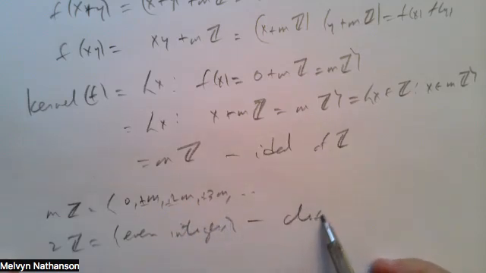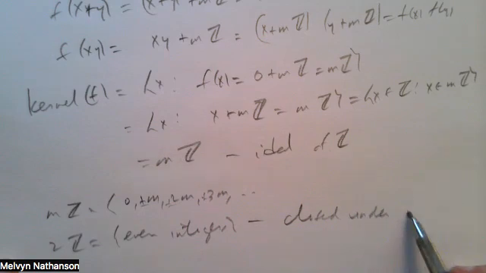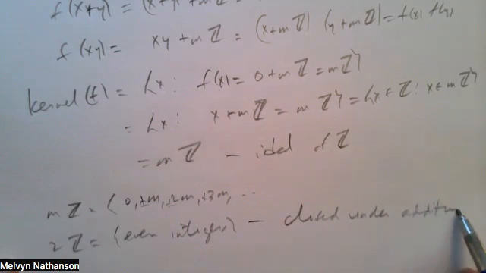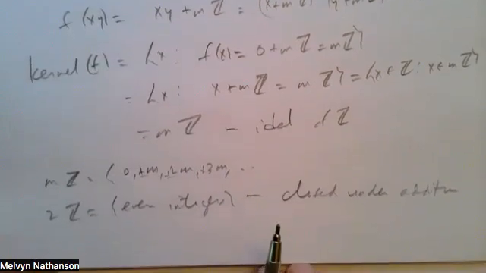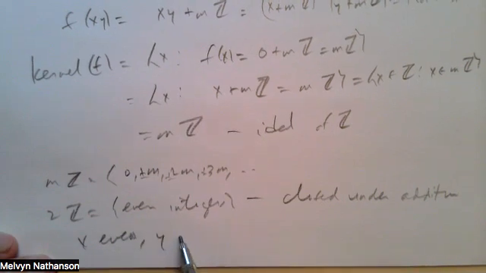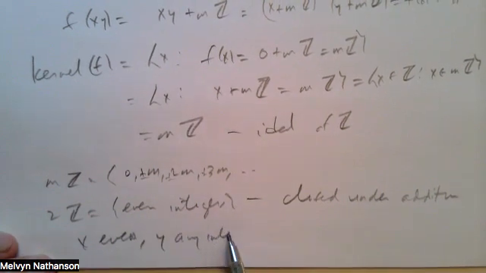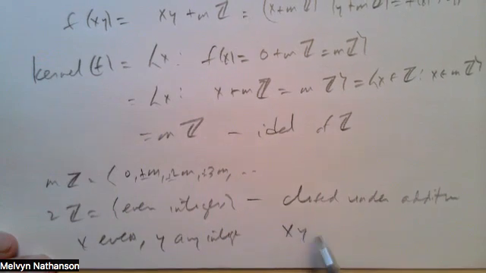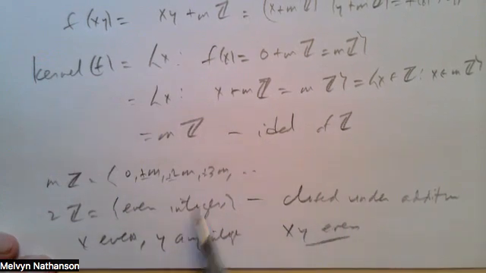And this is certainly closed under addition. The sum of two even integers is an even integer. And if x is even and y is any integer, xy is still even. So this set of even integers is closed under multiplication by any integer. So this is a nice ideal.